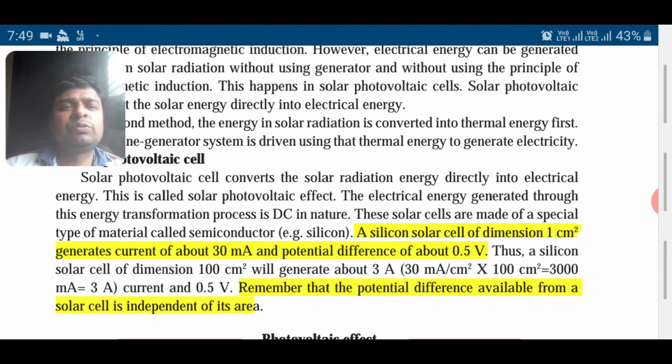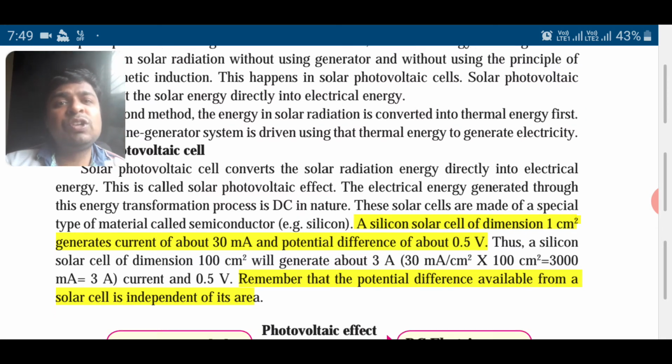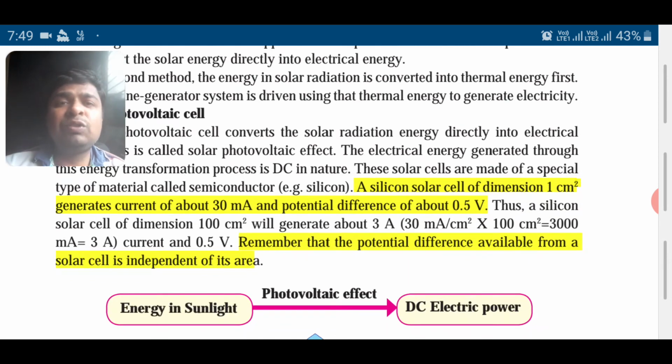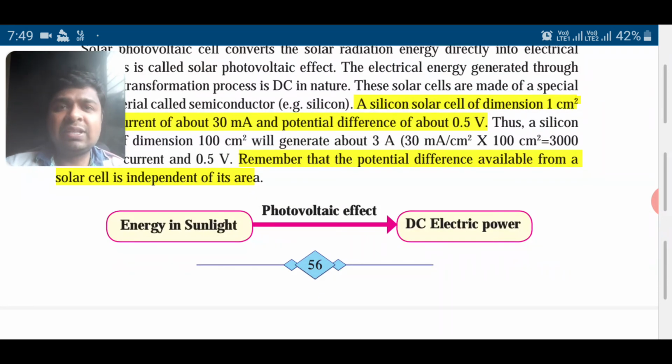Remember that the potential difference available from a solar cell is independent of the area. Even if you have small solar cells or big solar cells, that means the area is big, the potential difference will still be the same. So we should have many solar cells joined to each other in different combinations to get the required current and voltage. Here they have shown us that electric energy, in DC form, can be produced from solar energy directly by the photovoltaic effect.